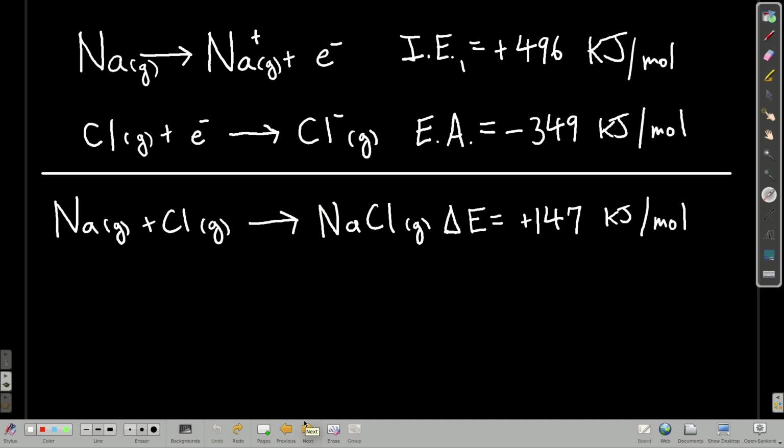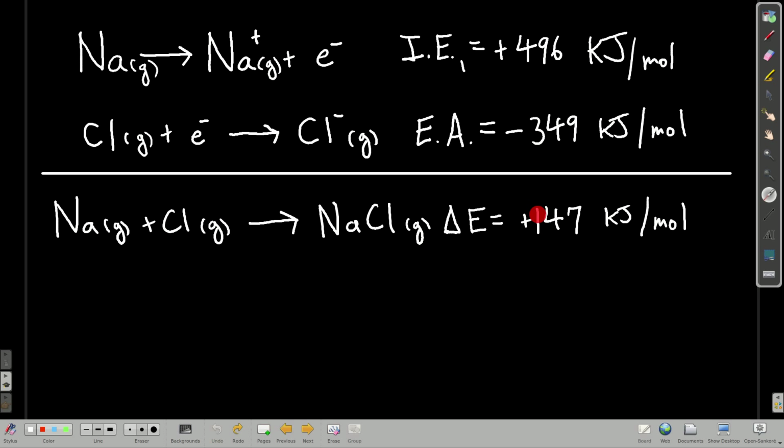Now, the energy involved in removing an electron from a sodium atom is its first ionization energy, and that number is positive 496 kilojoules per mole. The energy required, or given off rather, when you add an electron to a chlorine atom is its electron affinity, and that's negative 349 kilojoules per mole. So if you add these up, you get a positive number, 147 kilojoules per mole.